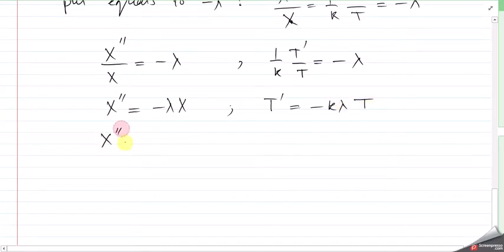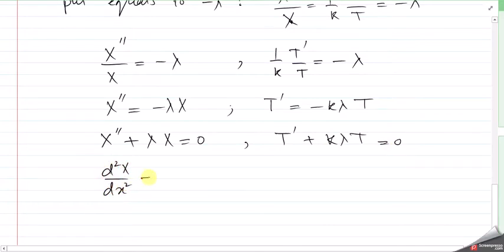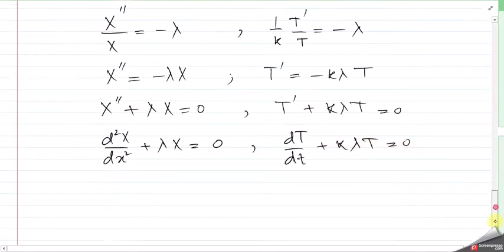And we can write x double prime plus lambda x equals 0, and T prime plus k lambda T equals 0. If I write this in the form which we used to write equations, you can see that we have solved such equations many times in our course, in the first chapter and in the second chapter. This one is linear first order, this one is linear second order, and the solutions are very simple and easy.